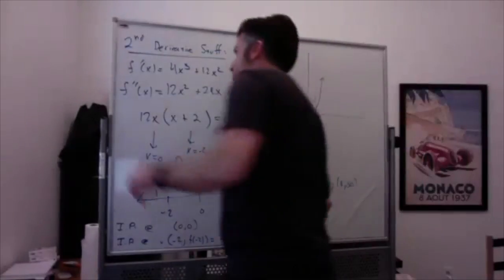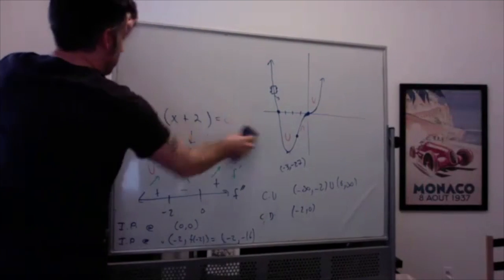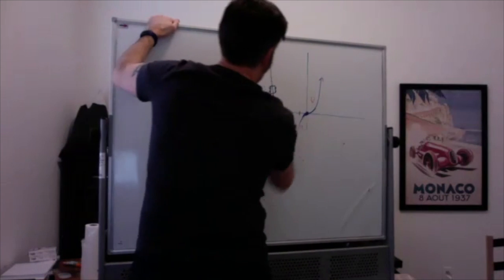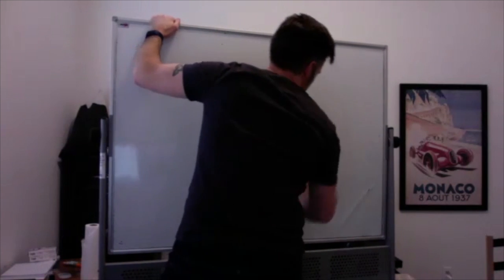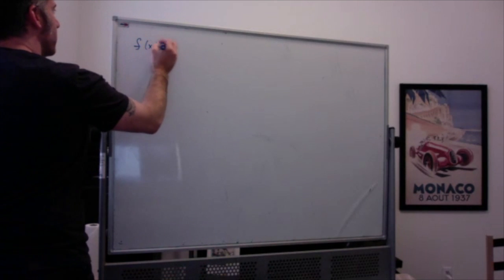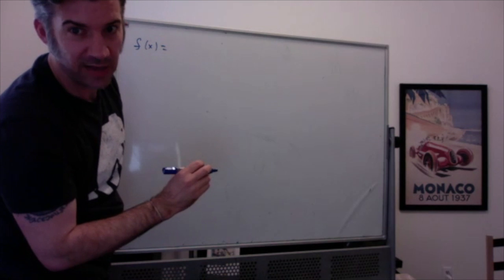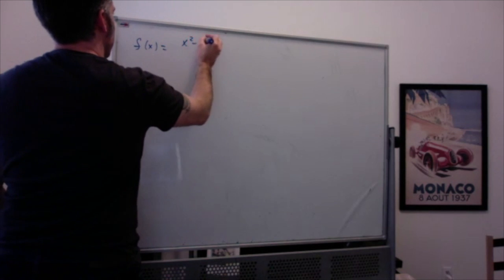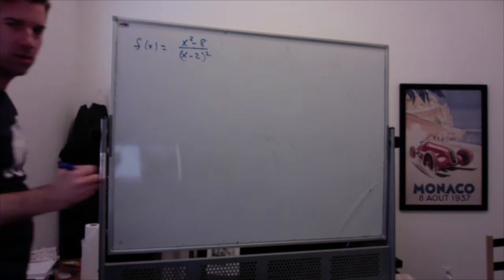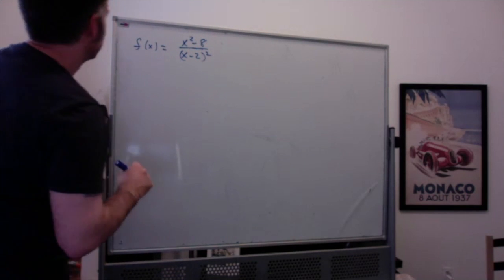All right, let's graph some more things. Let me grab an example that I know is good to go. Okay, so let's look at this example. Let's look at f of x equal to x squared minus 8 over x minus 2 squared. Whew, all right, looks hot.